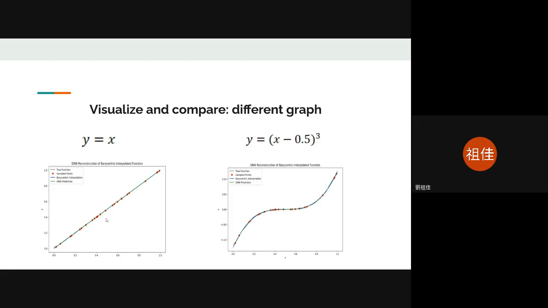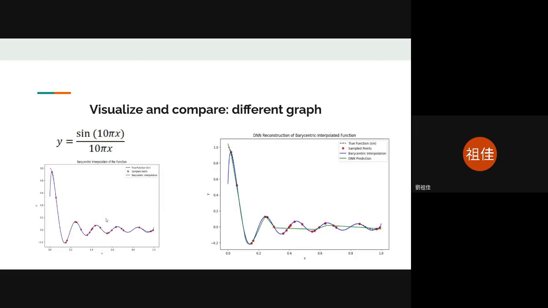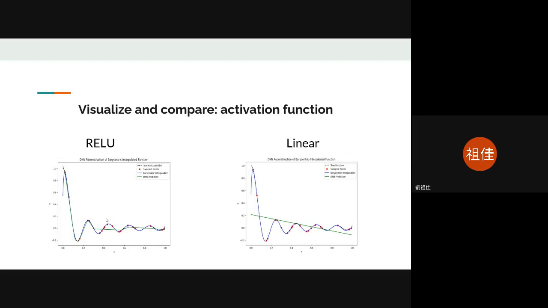Okay, next we try different functions, so we can know the power of the DNN. So we have some polynomial function here, so it's good. It's the same as the barycentric interpolation. And also we have tried a slightly more complicated function here. We try a sinc function here, so we can see that both the barycentric interpolation and the DNN are not good enough. So we need to change, so we try to deal with this problem. Yeah, but first we want to observe the role of the activation function.